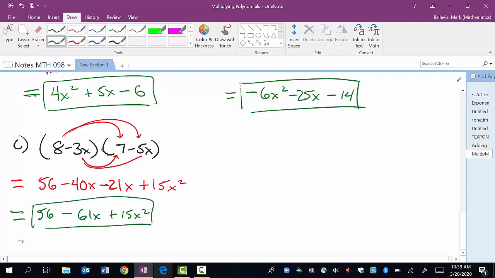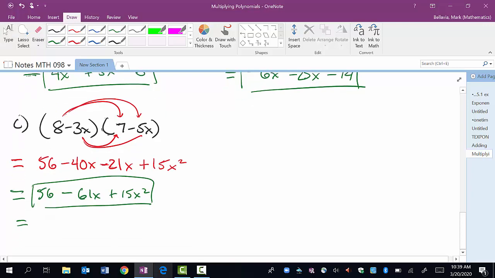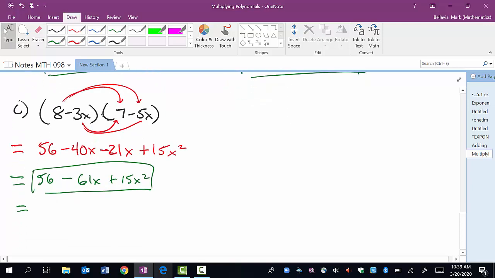More typically though, you're going to see this final answer written in descending order. Descending order, remember, means that you want the highest power of the variable first. And you want to write them in sequential order of powers going down to 0 power. So it's a positive 15x squared, so you start with a positive 15x squared. Make sure you keep that positive.